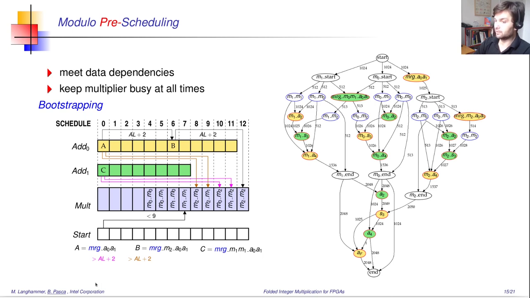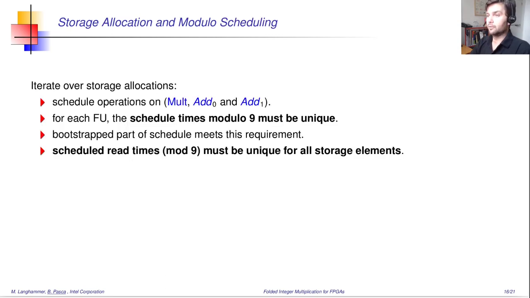Next, we need to complete a schedule for all remaining nodes in the graph. We note that completing the modular schedule is part of the solution iteration loop together with completing the storage allocation. In other words, for each storage allocation, we try to find a valid modular schedule. Completing the schedule involves finding schedule times for the remaining adder and subtractor nodes while meeting the data dependency distances. The found schedule times must, for each functional unit, be unique modulo 9. Additionally, since storage elements may feed multiple FUs, the additional constraint that, for each storage element, the read times modulo 9 are unique must also be imposed.